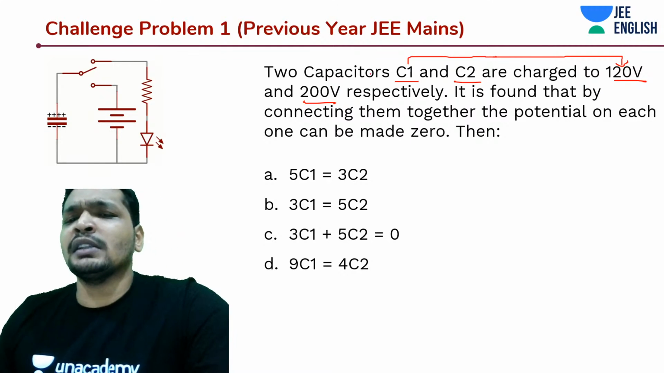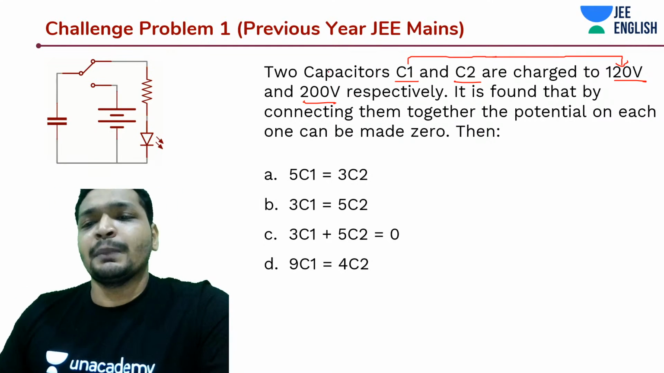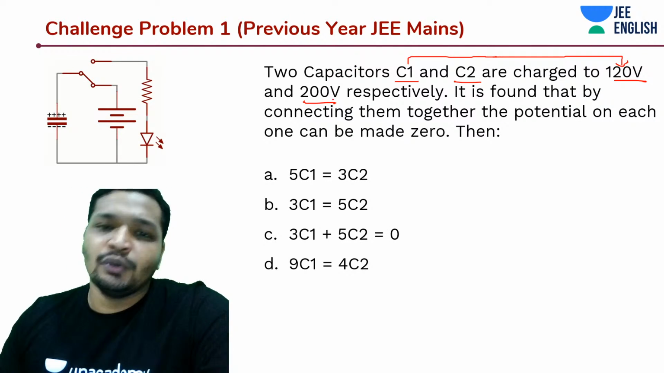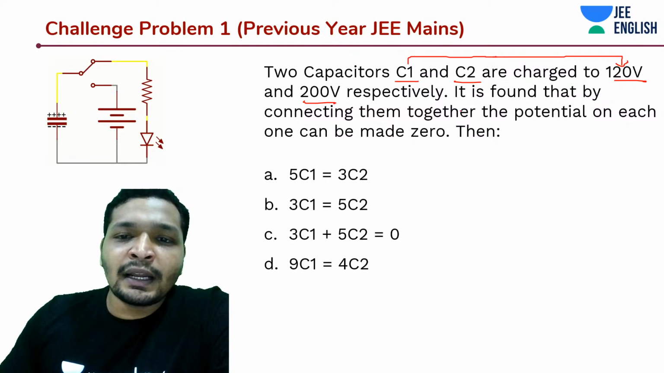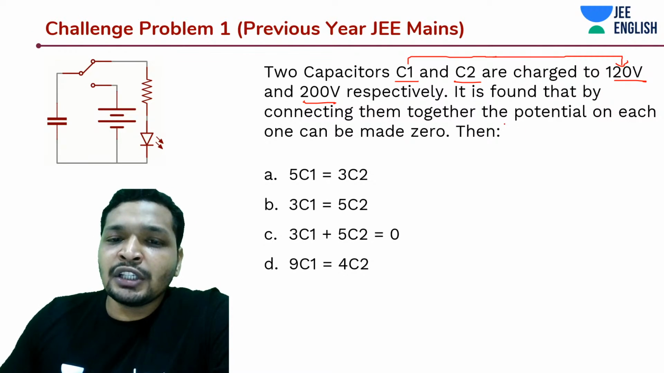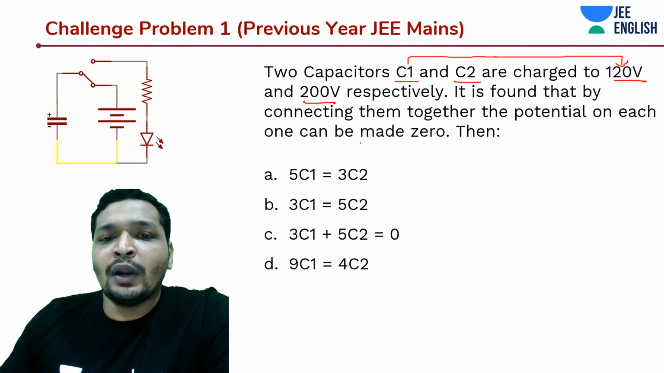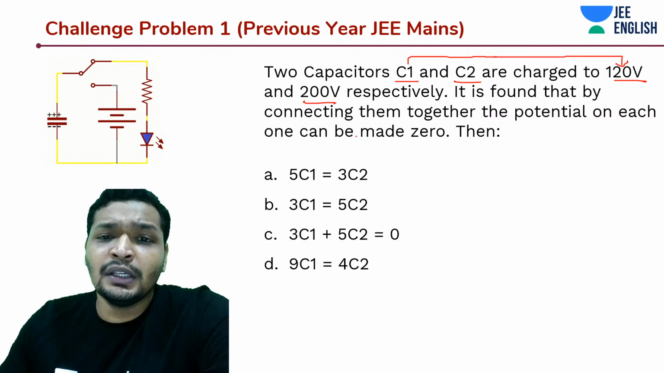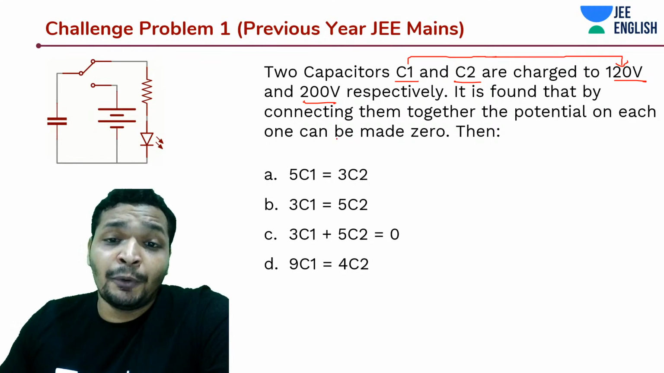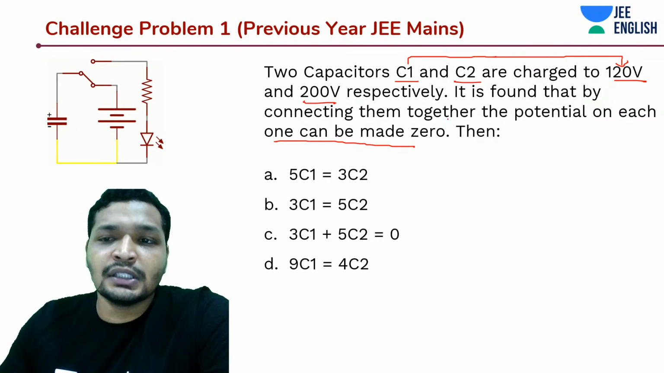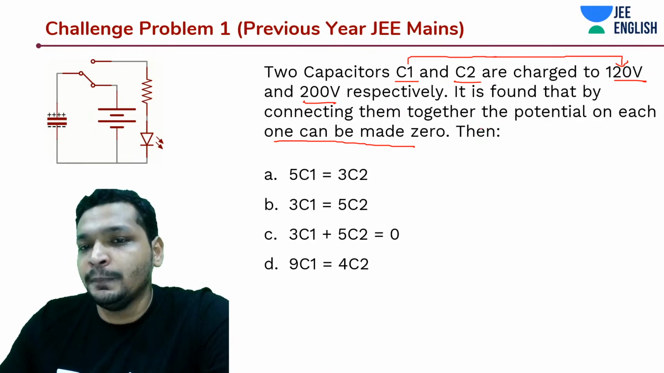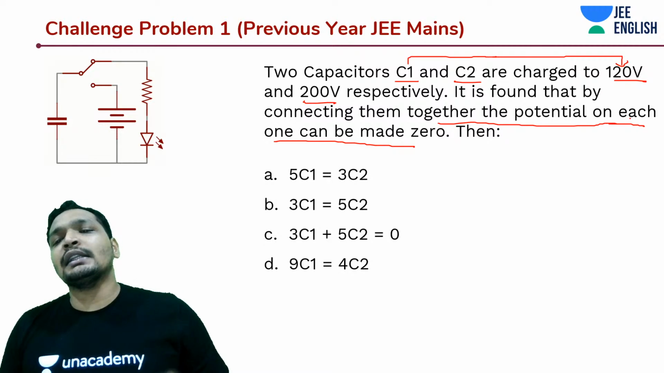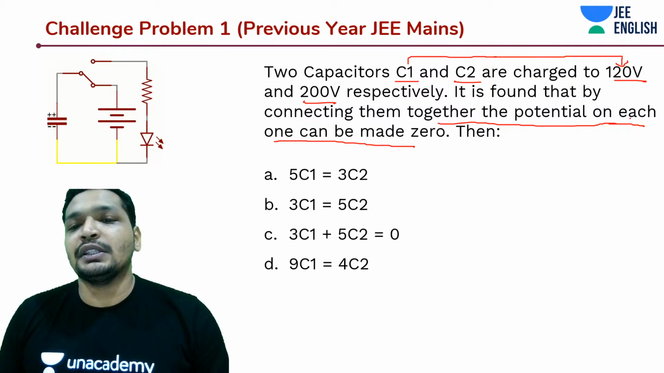Given masses M1 and M2 respectively, that means M1 corresponds to some 1 kg and M2 corresponds to some 2 kg. And it is found that by connecting them together, the potential on each plate can be made 0. This is a previous year JEE Mains problem. So what do you think? How would you connect the capacitors such that the potential can be 0?